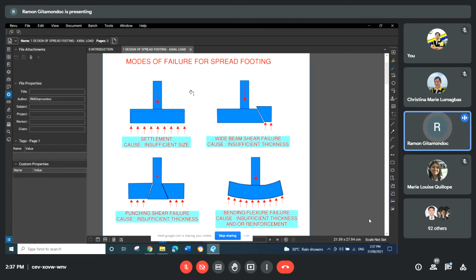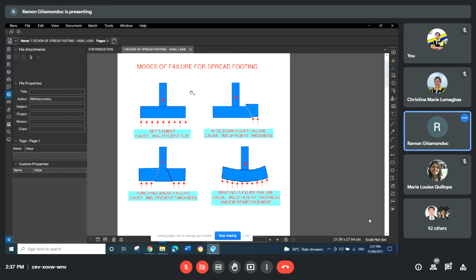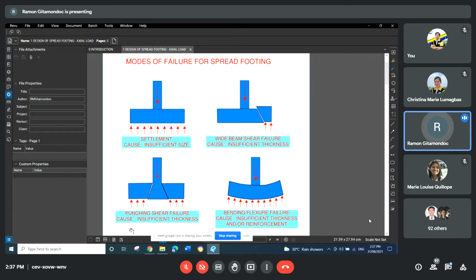So in this illustration, we have here the modes of failure for the spread footing. Now the first type is settlement. By settlement, it means that there is a downward vertical movement of the footing due to the soil being compressed. The soil is a compressible material, so as it is being compressed, the footing will go with it. So it will displace downward.